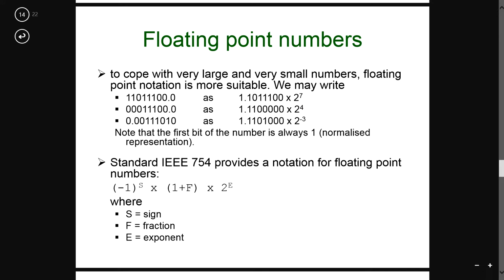Since we know that the fixed point numbers aren't adequate enough, we're going to use the floating point numbers. For example, you have this particular binary. For example, you have very large values. You can actually write them in terms of this form.